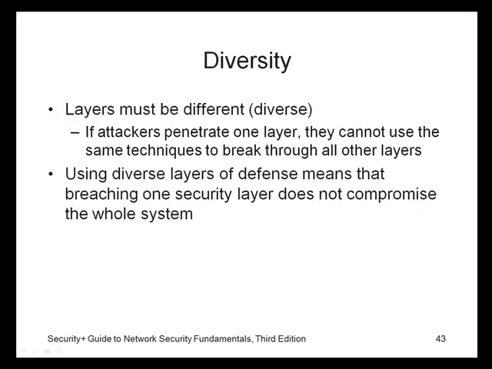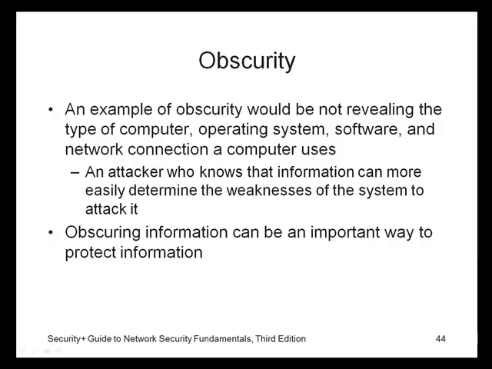Diversity. Diverse layers means that breaching the security of one layer doesn't compromise the whole system. One of the ways to do that is different equipment manufacturers, different operating systems, so that one technique doesn't compromise everything else. Obscurity is, I don't know. An example of obscurity would be not revealing the type of computer operating system, software, and network connection the computer uses. Anybody ever done any scanning?